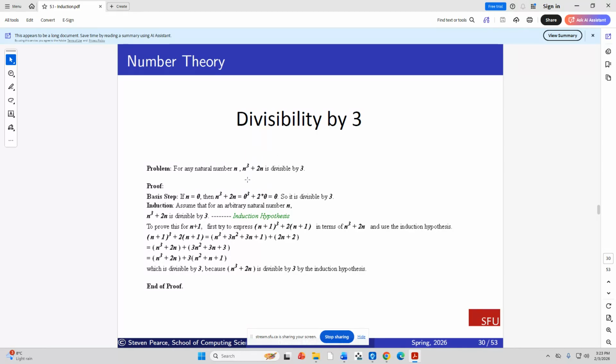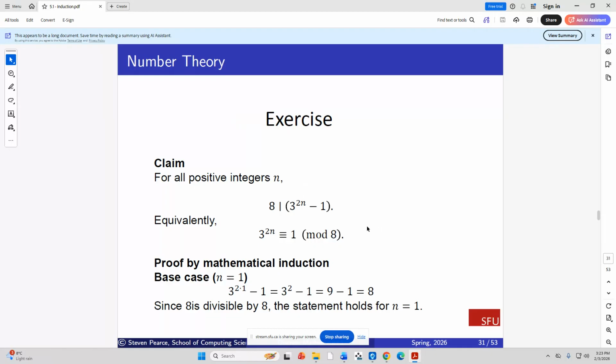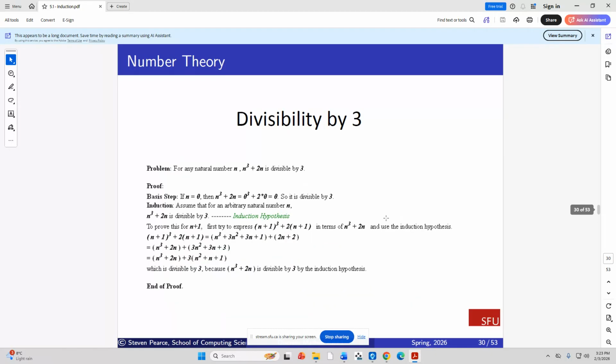Induction, we assume that this is true. We're going to just keep doing this. These are these divisibility problems. Inductive hypothesis is just, again, assuming this is true. And then we want to prove it for the next step. And so that's n plus 1 cubed, and 2 times n plus 1 in terms of this inductive hypothesis. So we do some algebra, as always, and we end up showing this case right here.